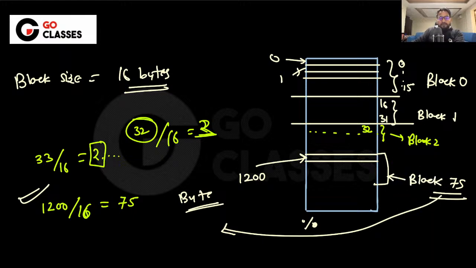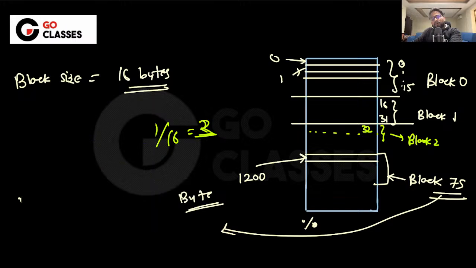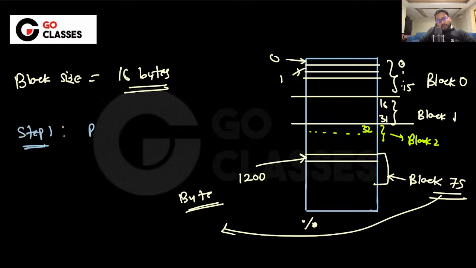Basically the first step is to know the block number. Let me write. Step 1: block number is equal to 1200 divided by the block size. What is the block size? 16, right? It will be 75. Now what is step 2?